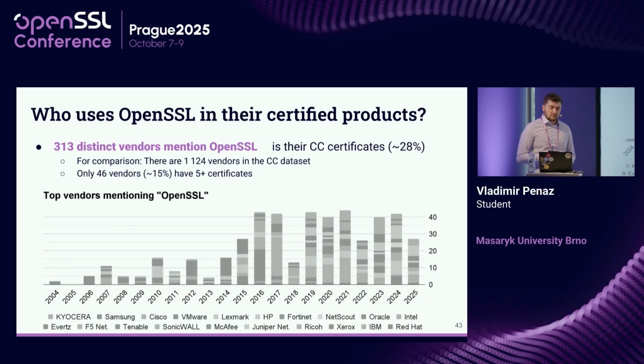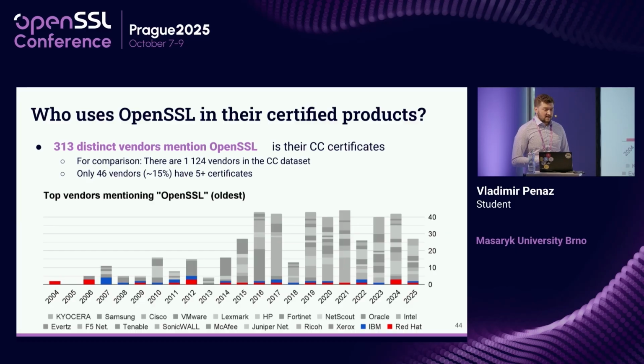If we take a deeper look into the data about the vendors, we can see some trends. For example, the oldest company who is using OpenSSL for the longest time. The oldest vendor is Red Hat and IBM.